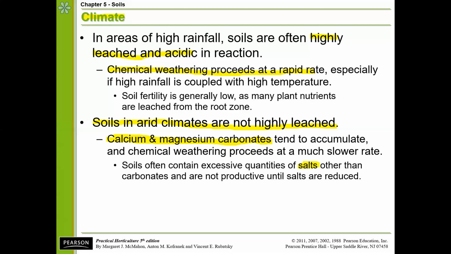Often these soils can't be productive until those salts are flushed. Usually we look at adding large amounts of fresh water to get that effect. But we see that a lot in very productive areas of soil. It's just how you manage it.